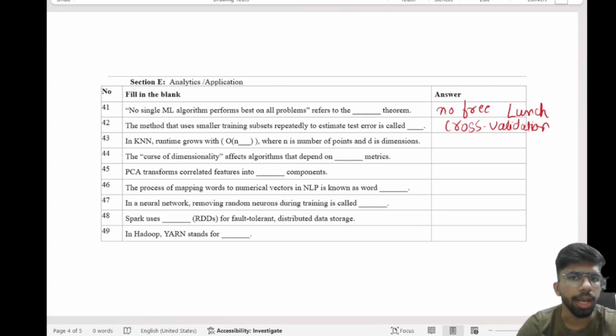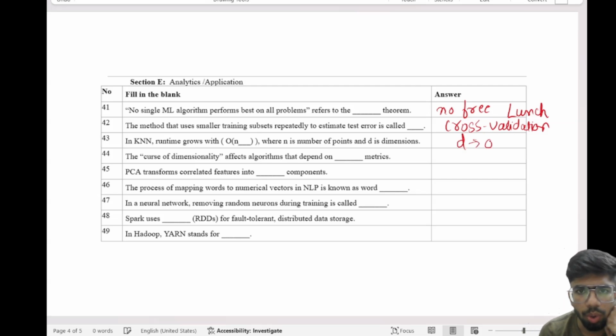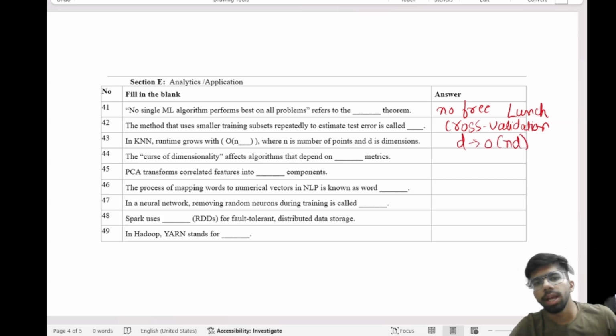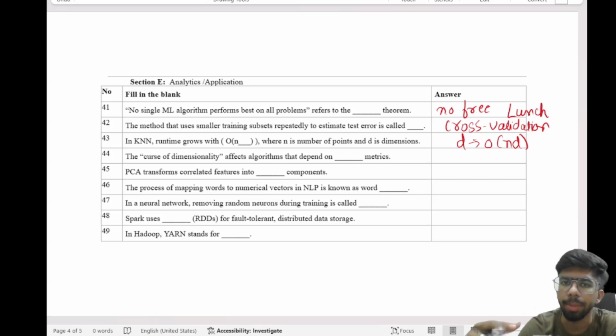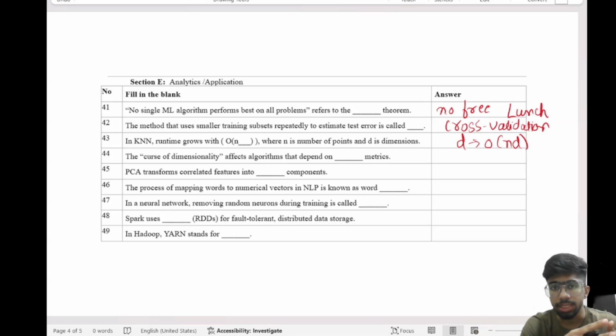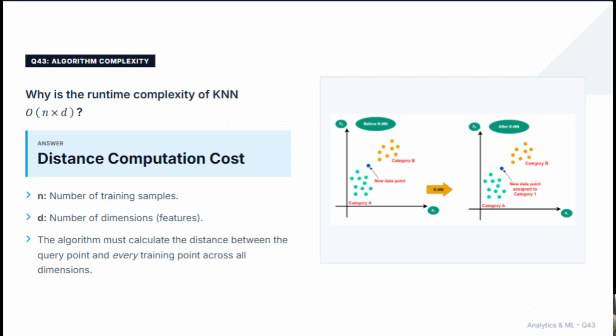Moving on to the next question: in KNN, runtime grows with O of n times dash, where n is the number of points and d is the dimensionality. So the answer is d, O of n times d. It's a time complexity. KNN is a lazy learner; it does not train, but prediction is expensive. For each prediction, KNN computes the distance between the query point and all n existing points. Each distance computation takes d operations, once per dimension, so total runtime is O of n times d.